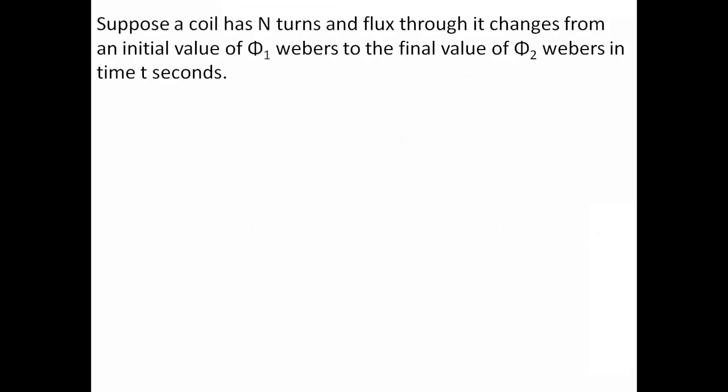Suppose a coil has n turns and the flux through it changes from an initial value of φ1 webers to the final value of φ2 webers in time t seconds. So for a given time t seconds, initially the flux linkage is φ1 and the final is φ2. We have a coil having n turns, and the flux linkages are with the flux φ1 and φ2.